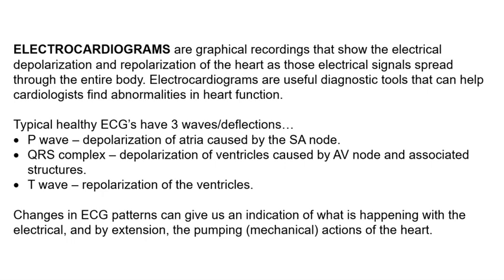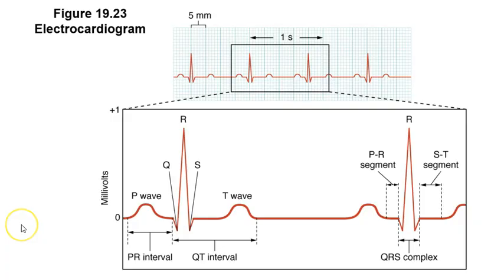Any changes in electrocardiogram patterns can give us an indication of what is happening with the electrical and therefore by extension the pumping or mechanical actions of the heart. Figure 19.23 shows a typical electrocardiogram with the P wave, the QRS complex, and the T wave.